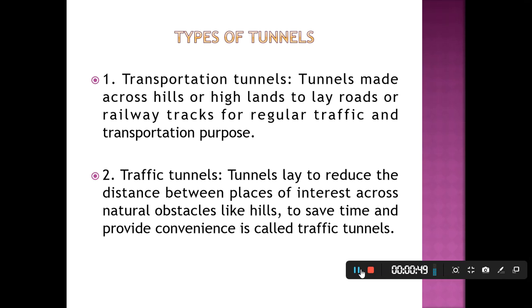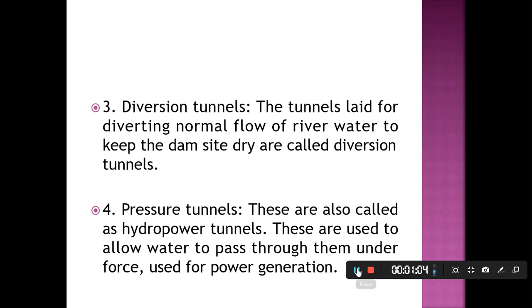Second one, traffic tunnels. Tunnels laid to reduce the distance between places of interest across natural obstacles like hills to save time and provide convenience are called traffic tunnels. Third one, diversion tunnels. The tunnels laid for diverting normal flow of river water to keep the dam site dry are called diversion tunnels. Fourth one, pressure tunnels.